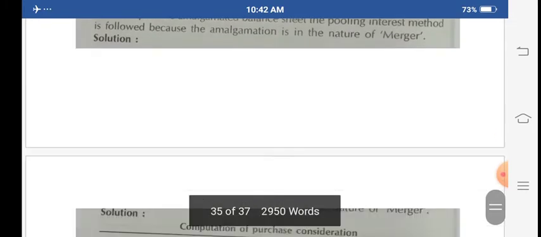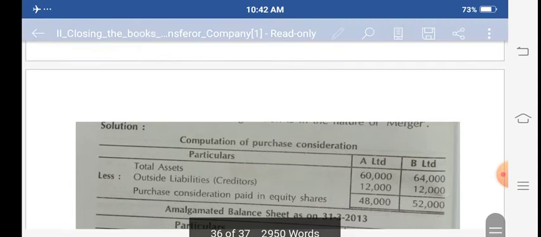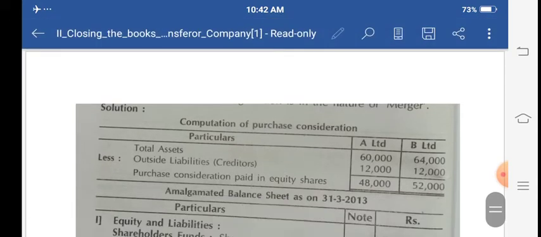Okay, so now see the solution in computation of the purchase considerations. The total assets for A Limited is 60,000 and for B Limited is 64,000, less outside liabilities, in bracket creditors, from the balance sheet, for A Limited is 12,000 and B Limited is 12,000. Remaining amount is what? 48,000 and 52,000. So this is nothing but the purchase consideration.